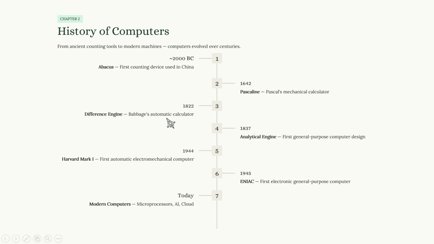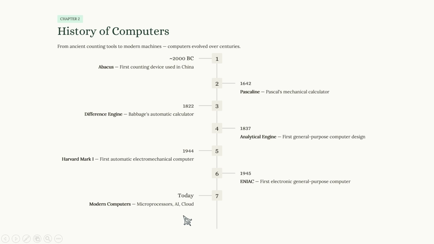In 1944, the Harvard Mark I was developed, becoming one of the earliest automatic computers. Soon after came ENIAC, the first electronic general purpose computer. It was extremely large, occupied an entire room, and consumed a huge amount of electricity. Today, computers have become smaller, faster, and more powerful than ever before. We now have artificial intelligence, cloud computing, and advanced technologies that continue to transform our lives.